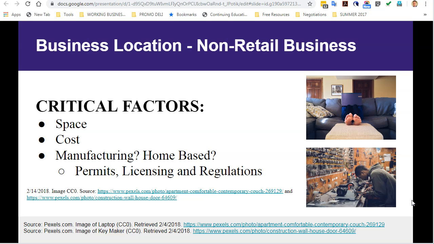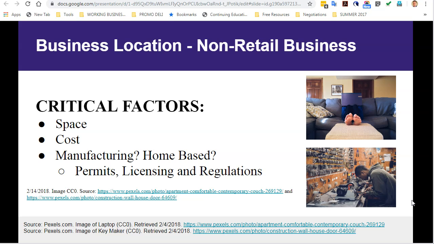So the critical factors to consider when setting up your business are the space that you get and the cost that you have to pay up to get that retail space. And what are the manufacturing and home-based limitations for the type of business that you can set up?